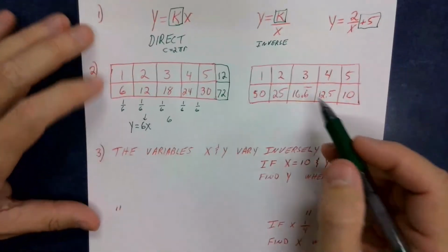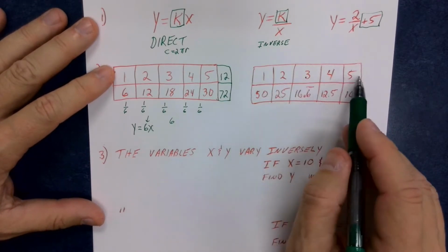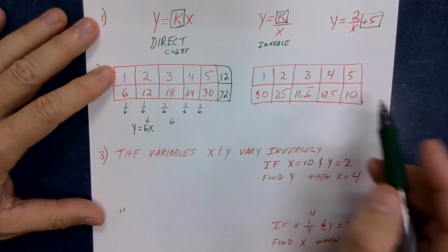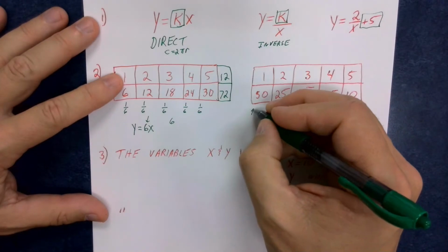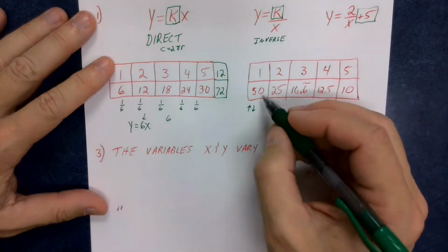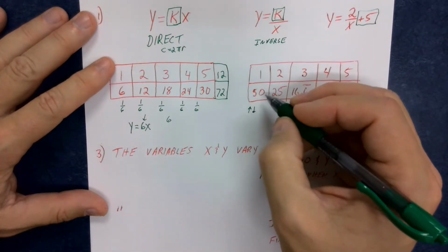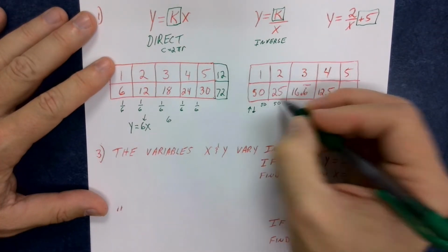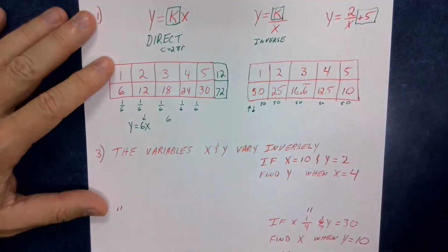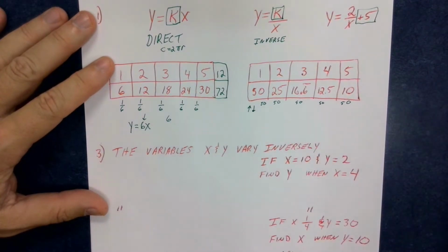Now this one, on the other hand, has x values 1, 2, 3, 4, 5, and y values 50, 25, 16. As the x gets bigger, the y gets smaller. That doesn't mean it has to be inverse. What we have to do is check their products. On inverse variation, the products of the two numbers are always the same. So if I multiply these together, I get 50, and these together, 50, and each pair I get 50. So the product is the same every single time. That means there must be an inverse variation relationship.